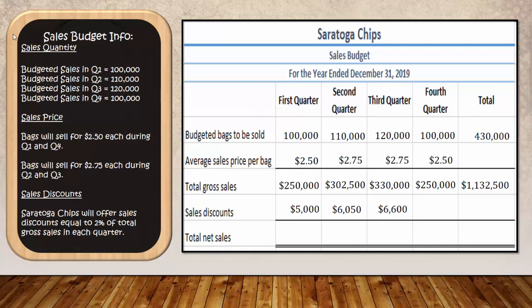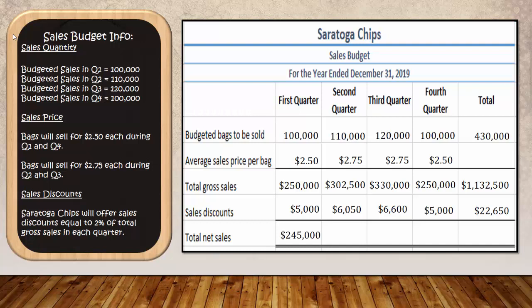And during the fourth quarter, we take 2% of our $250,000 in proposed total gross sales, which means that our discount again is going to be $5,000. Means all in all, during 2019, we're going to give $22,650 worth of sales discounts to our customers.